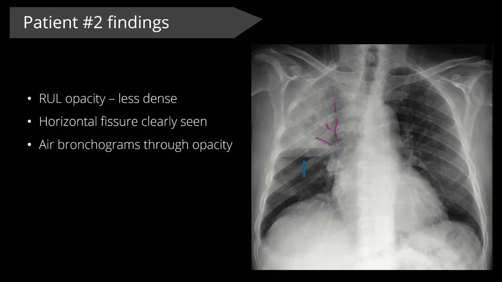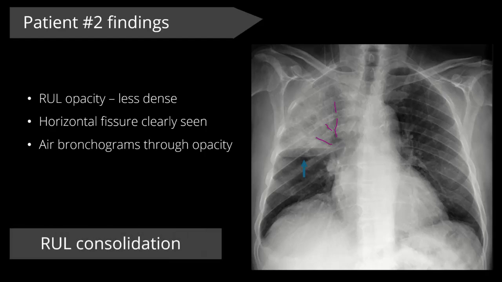Within the opacity are dark lines called air bronchograms. That shows that there is air in these airways, but something is in the space around it, so there's a greater contrast highlighting these bronchioles. So this patient has right upper lobe consolidation, where the lobe is still intact.